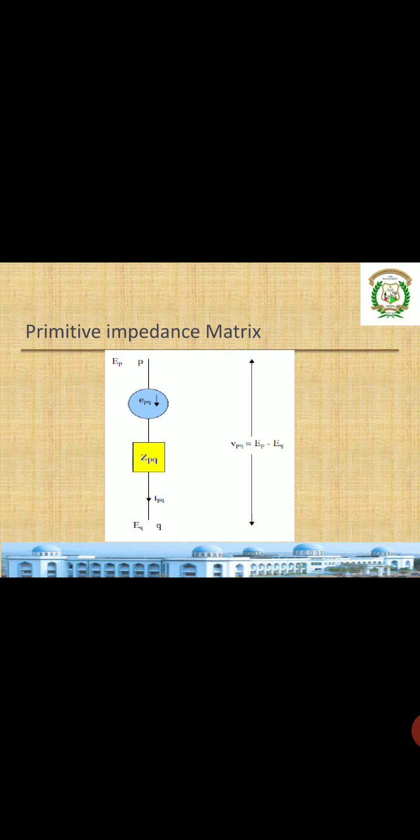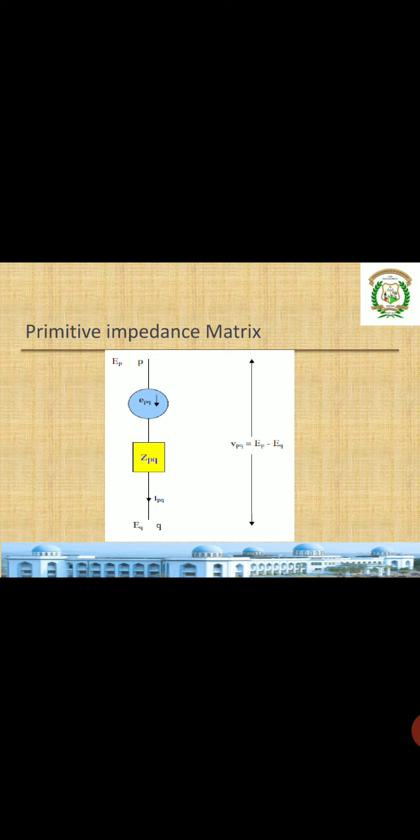One element means it is connected between two nodes. Say from node P to Q, one element is connected. Then we are going to call that element as element PQ. In other words, if an element is connected between bus number 1 and bus number 2, then the element is 1 2. Or if an element is connected from node 1 to node 3, then the element is called 1 3.